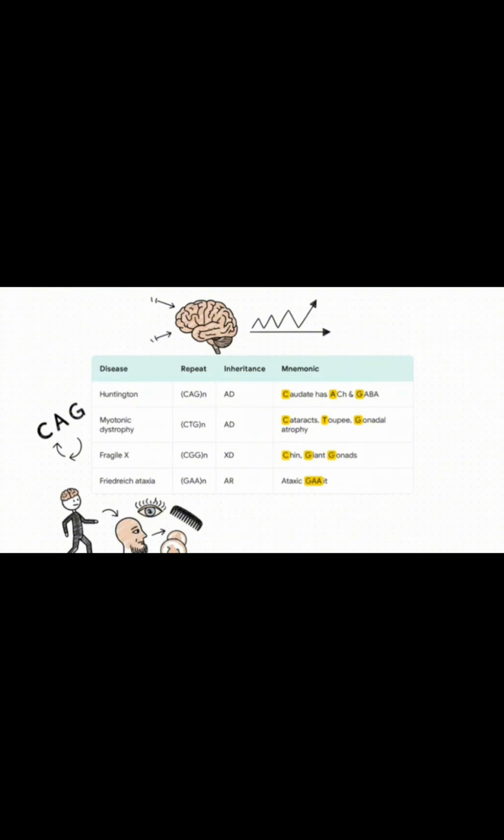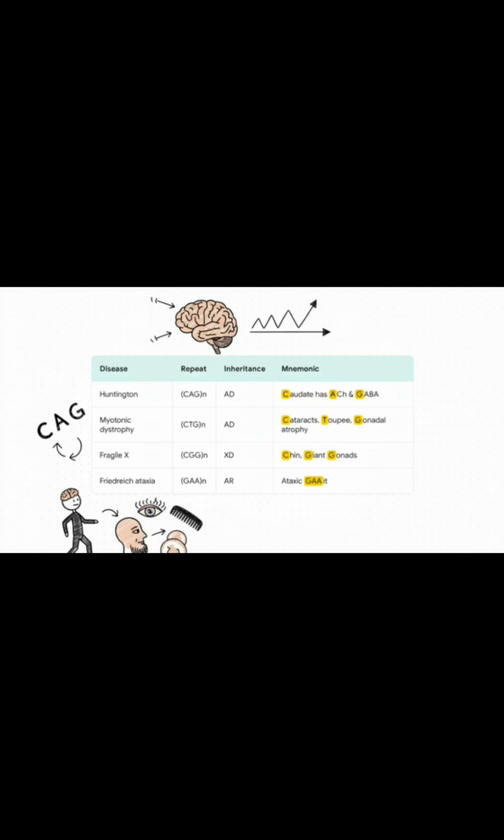These are famous for a phenomenon called anticipation, which just means the disease gets worse or starts earlier as it's passed down. This chart is your friend, and honestly, these mnemonics are pure gold. For Huntington's, the repeat is CAG. Just think, the caudate loses ACH and GABA.